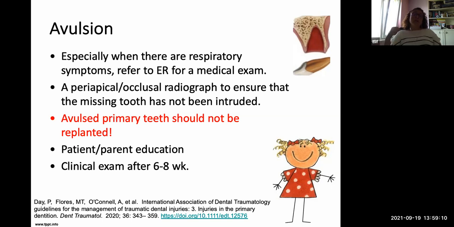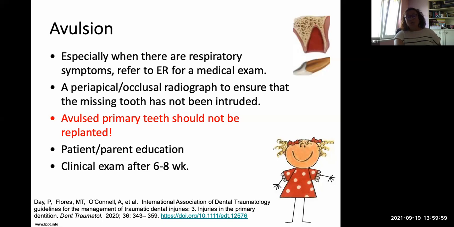It is avulsed. So if we confirm the avulsion of the tooth, the avulsed primary teeth should not be reimplanted. So this is the most important thing to consider, because unlike permanent teeth, avulsed primary teeth should not be replanted due to infections, patient cooperation, and difficulty making splinting at those ages. Patient and parent education is important, and clinical examination after 6 to 8 weeks is also required, but no radiographic follow-up is required if the tooth is totally extruded.